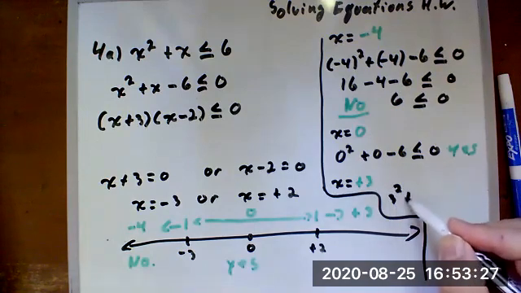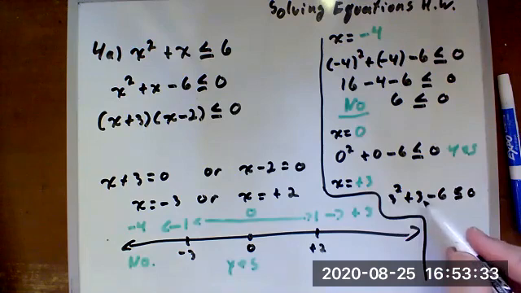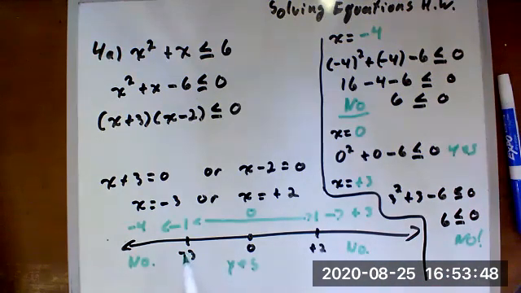3 squared plus 3 minus 6 less than or equal to 0. Well, 3 squared is 9. 9 plus 3 is 12. 12 minus 6 is 6. Less than or equal to 0. And again, we say no. So we know that this is not the area that we want. So we know now that our answer has got to be between negative 3 and positive 2.